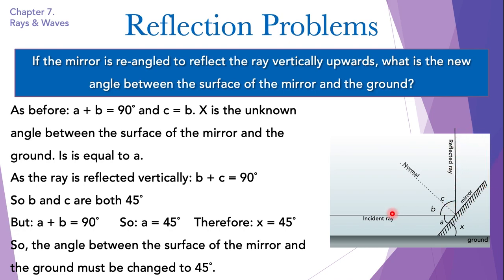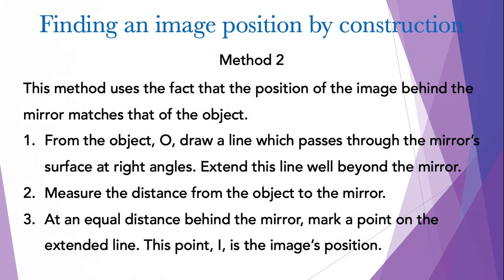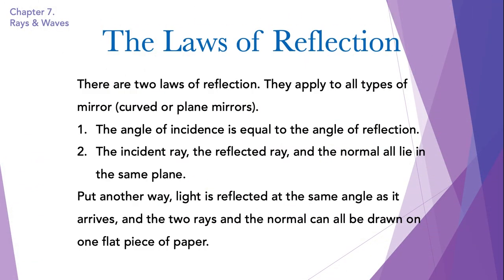Because the reflected ray and incident ray are at 90 degrees, we can say that the angle C and angle B are both 45 degrees. And because B is 45 degrees and B plus A becomes 90 degrees, A is also going to be 45. And that is how we find the angle X, which should be equal to A as well, so it is going to be 45 as well. So this was the second question of the same example. I hope you have understood reflection and how we find the image position, the image in a plane mirror, the laws of reflection.